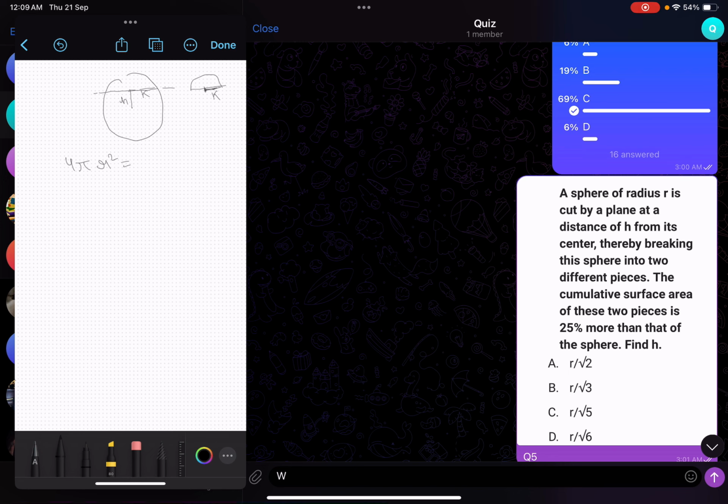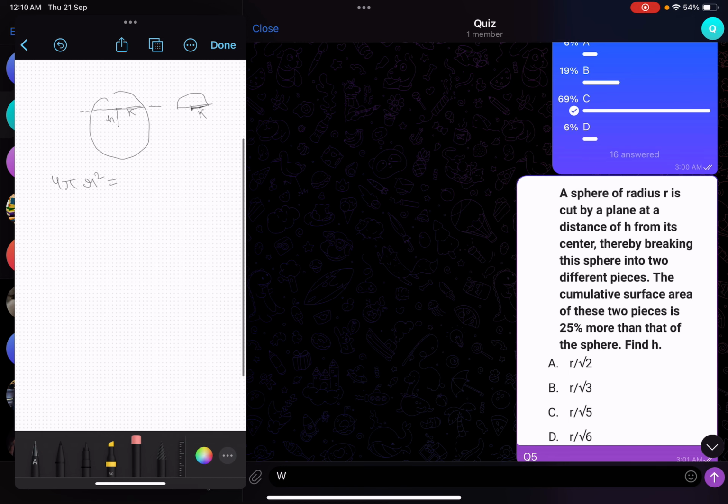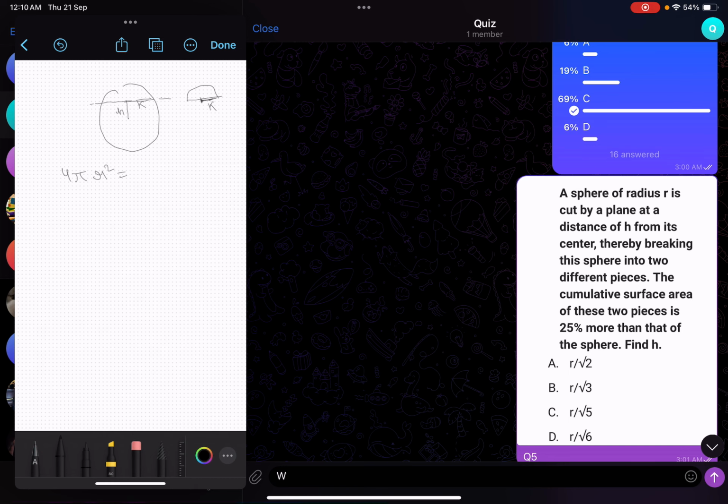And the new one will be how much? First of all, the complete outside one will be there. This involves a lot of imagination, so first let me tell you how it is. This is the sphere. Without cutting it, its total surface area is 4 pi r square. If we cut it by a plane, not from the center, we will get 2 figures. You must have seen that Gems ball.